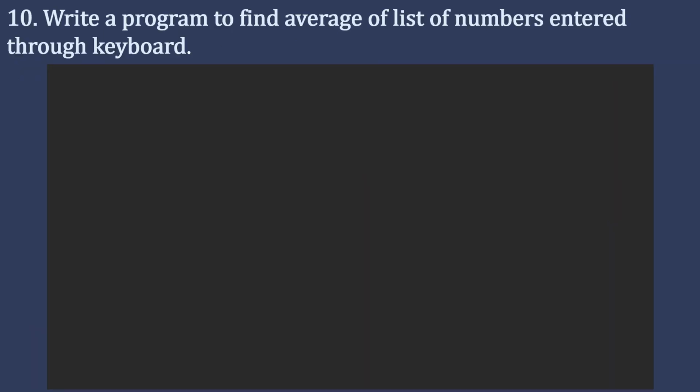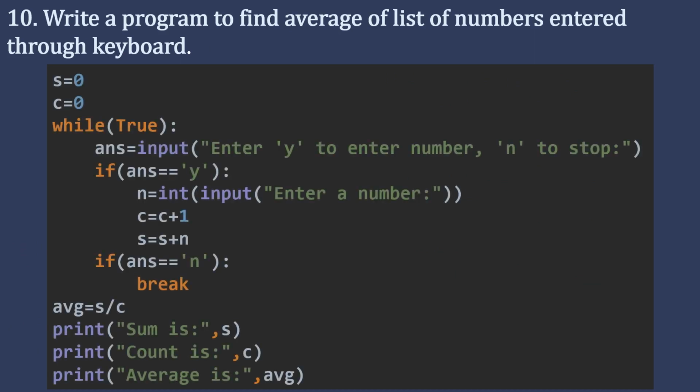Now write a program to find the average of a list of numbers entered through the keyboard. What will happen? You have to enter the numbers while running the program, at runtime. And for how many numbers you have to enter, you can use a loop, that is a while loop. So while the condition is true, you have to enter the numbers. And when the stopping condition is met, you have to stop entering the numbers.